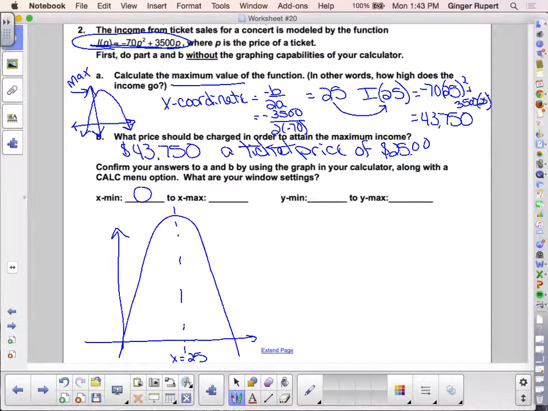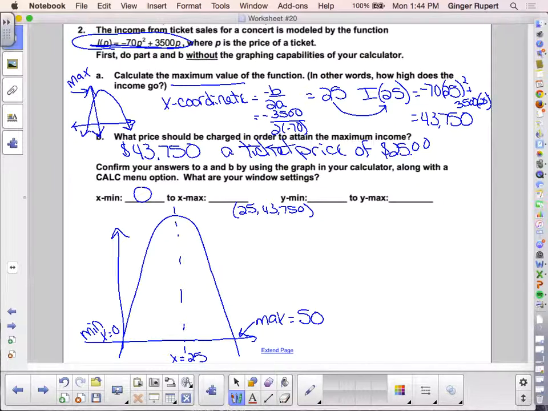So that means I want a minimum at x equals 0 and a maximum at least x equals 50. That'll give me a good window. I'll be able to see the entire parabola. And then again, because we know what the vertex is, 25 and 43,750, I know I'm going to need to see the whole parabola.